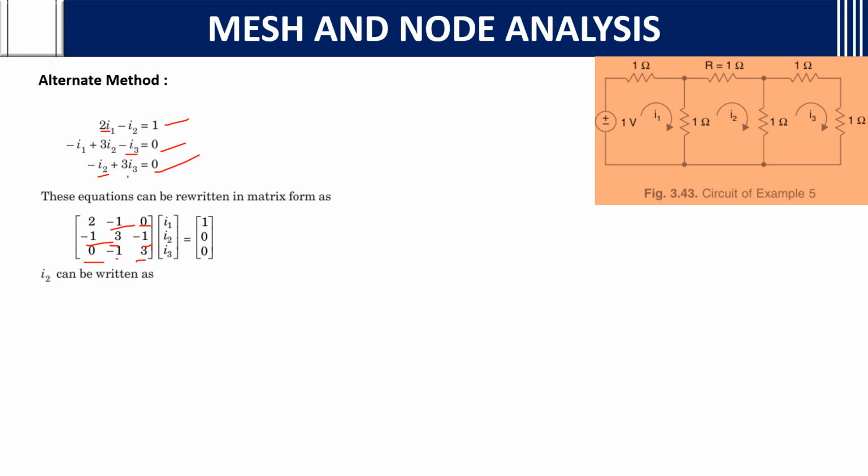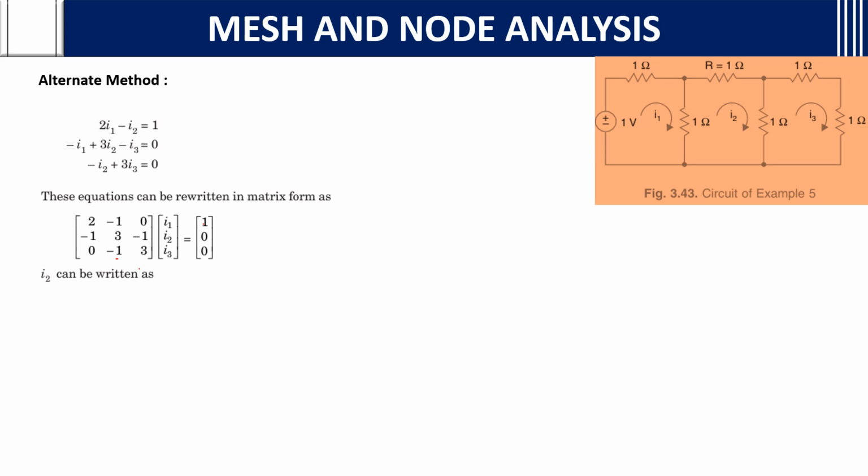Then what we need to do? We need to multiply by the matrix I1, I2, I3, because it is R into I equals V. So we need to write in that form. After writing, the right hand side is 1, 0, 0. After writing this, we need to apply Cramer's rule.